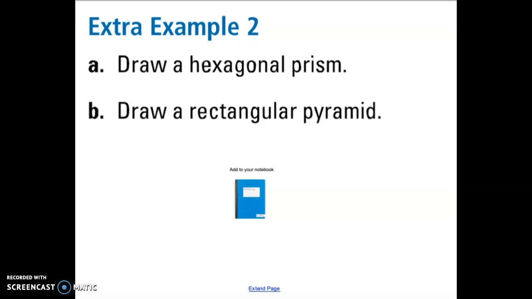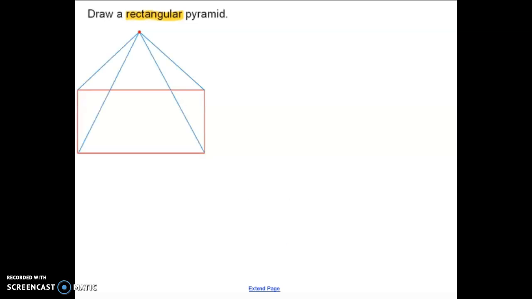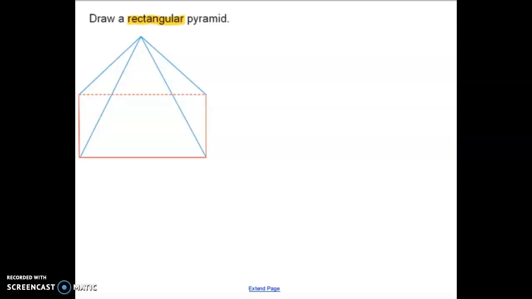A rectangular pyramid, so that would have a rectangle base, and then a hexagonal prism. And I'm going to show you the rectangular pyramid. So again, draw a rectangle, draw a point above, and then draw the lines to that point. Okay, and you can see that. And then here is the line that we wouldn't see. We wouldn't see that dotted line in the back.